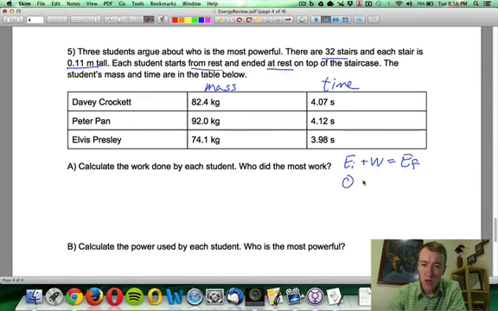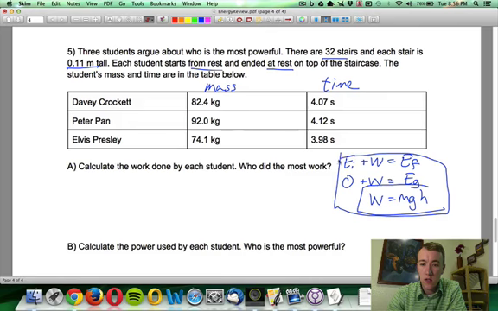We start out with 0 energy. We end up with all gravitational potential energy. So the work here is going to be equal to mass times gravity times height. And we're going to use this to figure out how much work Davy Crockett, Peter Pan, and Elvis Presley did. If you can tell me what song that's from, might give you an extra bonus point on your test. Calculate the work done by each student.